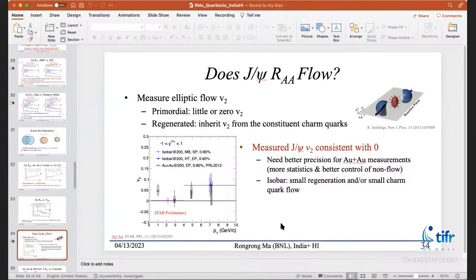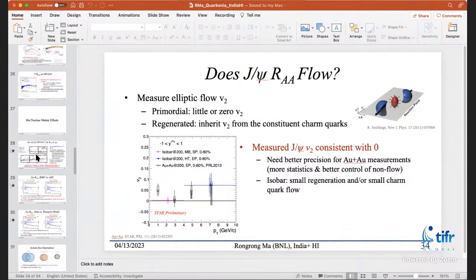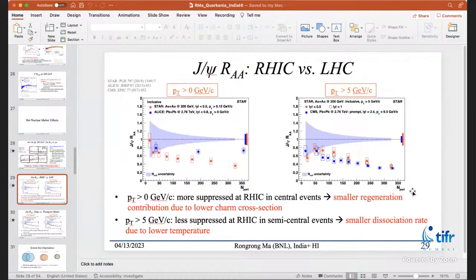Yeah, hi Ronan. I had one quick question on slide 29. The difference between the two panels is just the PT cutoff, left and right? Yeah, that's only the PT cutoff, one is low PT, one is higher PT. And the statement is that at high PT, regeneration effects are not substantial, so RHIC and LHC seem to be comparable, but at low PT these effects are substantial, so LHC is higher. Yeah. Okay, right.